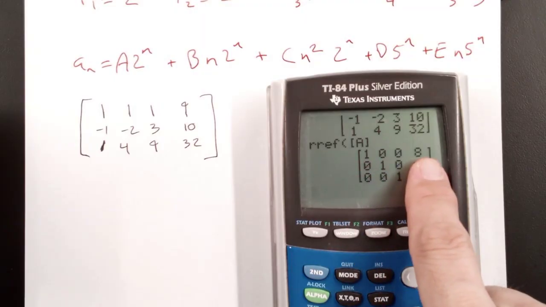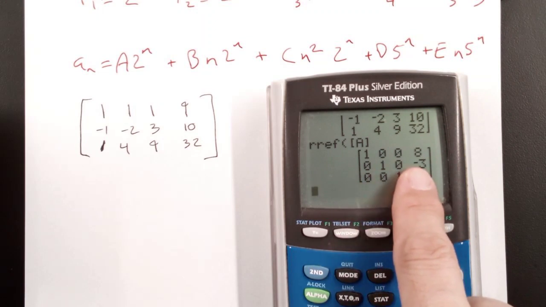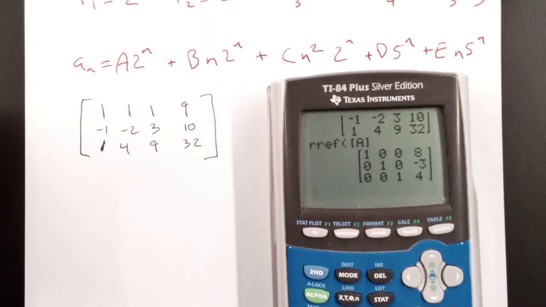A is equal to 8. B is equal to -3. C is equal to 4. Nothing quite like having the text save me a ton of work now, isn't it?